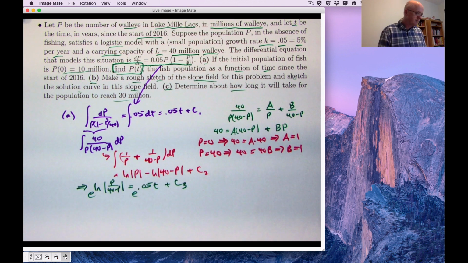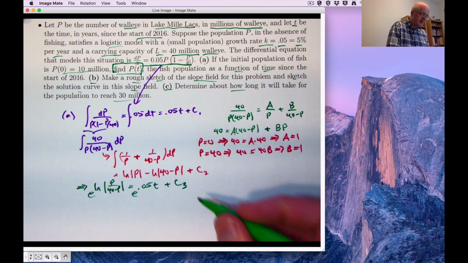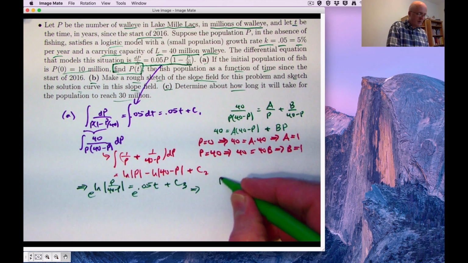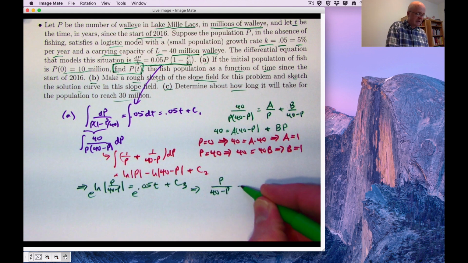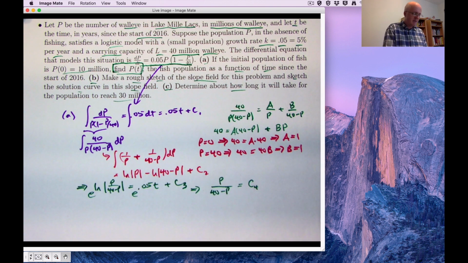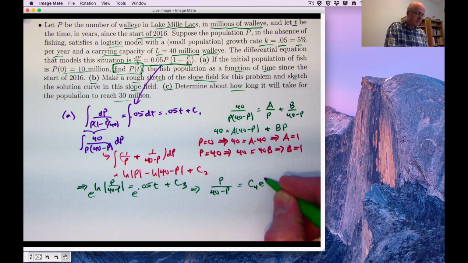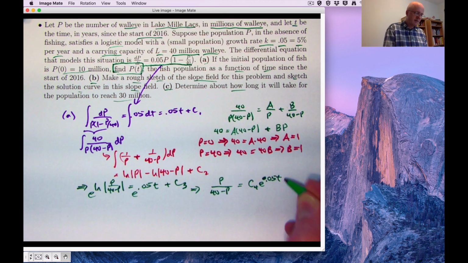Once again, I can exponentiate, just like in the first problem. Get rid of the logarithm. I can also get rid of the absolute value signs. I will get that P over 40 minus P is, let's call it C4 actually. I could call it C here, but I think I'm going to change what the C is one more time. This is positive 0.05 t right there. So I'm going to call it C4.